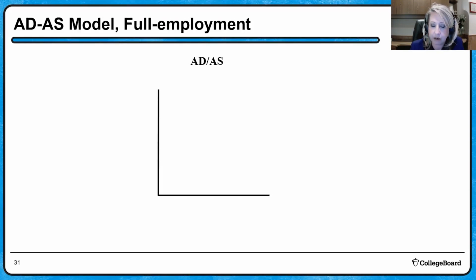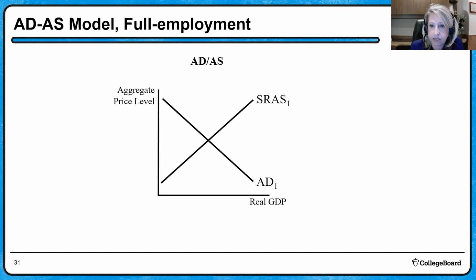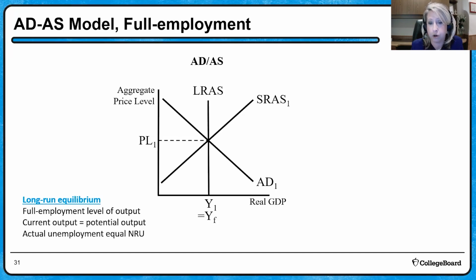So again, a systematic approach is going to serve you super well. Correctly labeled axes, we have the aggregate price level and real GDP, correctly labeled curves, aggregate demand, short run aggregate supply. And then the first thing we should do is find our current equilibrium output and price level, because to show an output gap, we want to show that our current output is different from our full employment levels of output. But if we're in long run equilibrium, it means our current output is equal to our full employment levels of output. So we're going to put our long run aggregate supply curve right there through the middle to show that current output is equal to potential output.